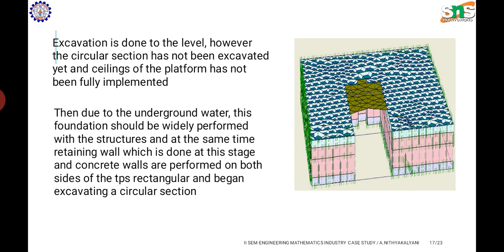Excavation is done to the level. However, the circular section has not been excavated yet and the ceiling of the platform has not been fully implemented. Then, due to the underground water, this foundation should be widely performed with the structures and at the same time retaining wall, which is done at this stage, and concrete walls are performed on both sides of the top rectangular section, and excavation of the circular section begins. This figure shows this.